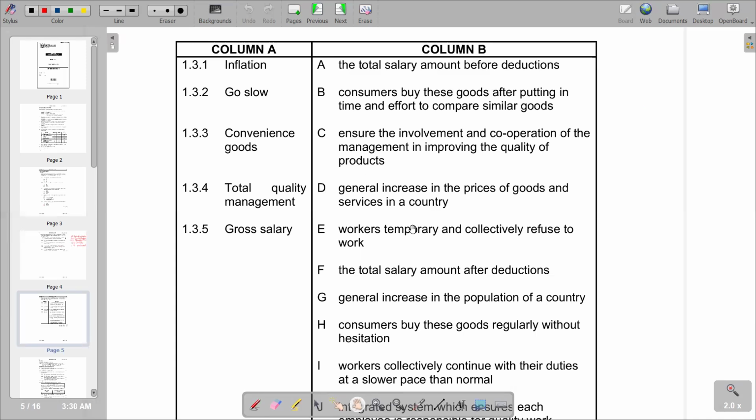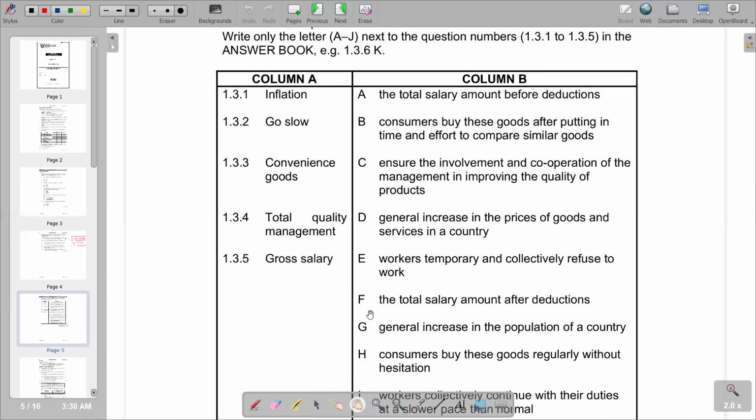inflation. So going down, we have D, general increase in the price of goods and services in a country is what we call inflation. So we've got D as the correct answer that is there.